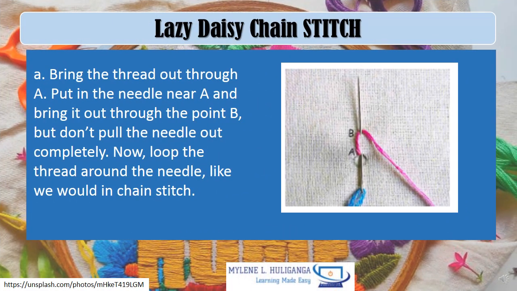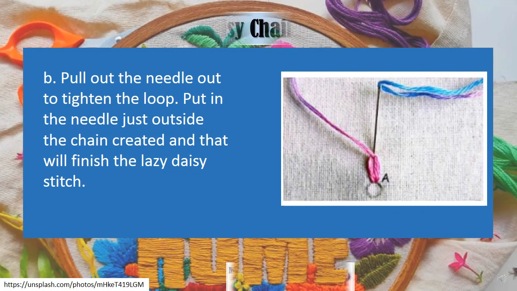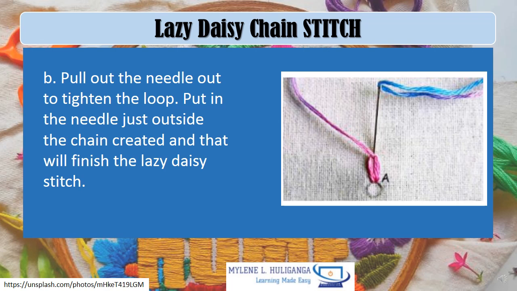Lacy Daisy chain stitch. Bring the thread out through A, put in the needle near A, and bring it out through the point B. But don't pull the needle out completely. Now, loop the thread around the needle like we would in a chain stitch. Then pull out the needle to tighten the loop. Put in the needle just outside the chain created, and that will finish the Lacy Daisy stitch.